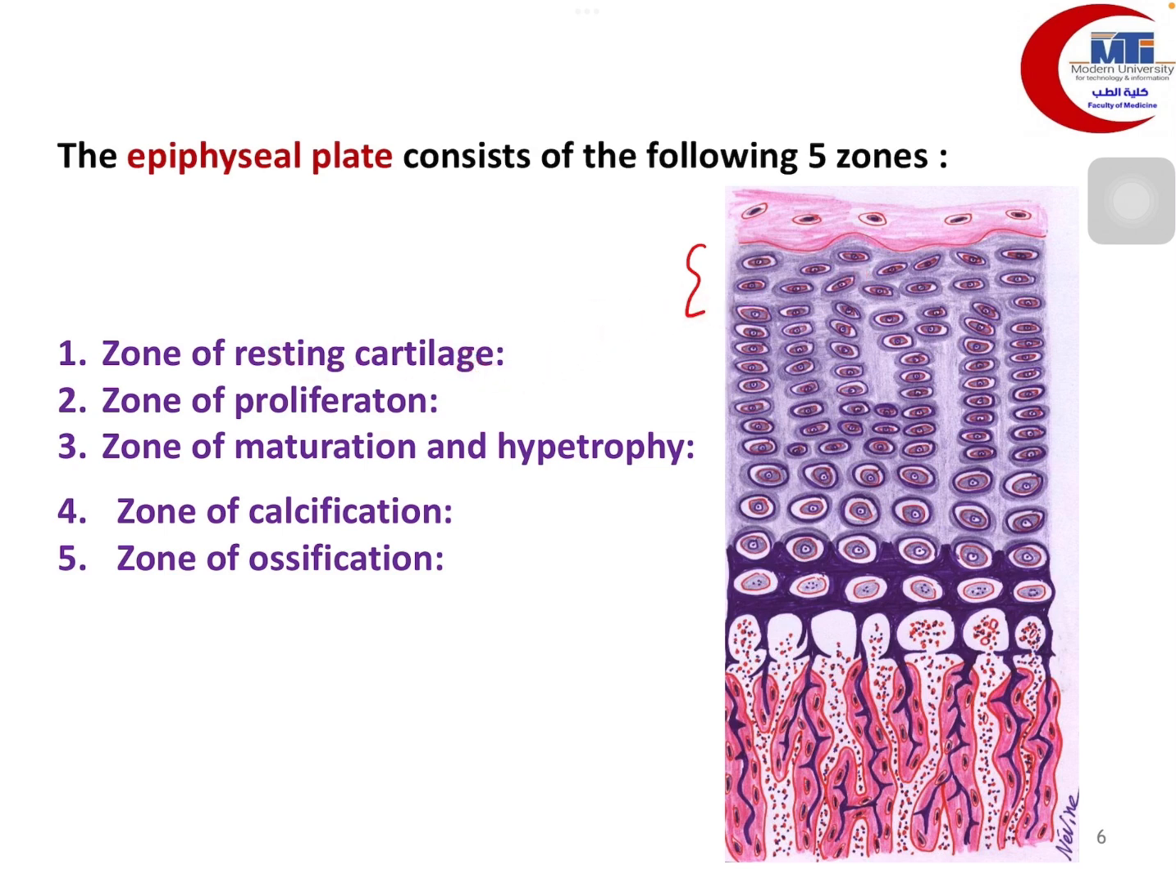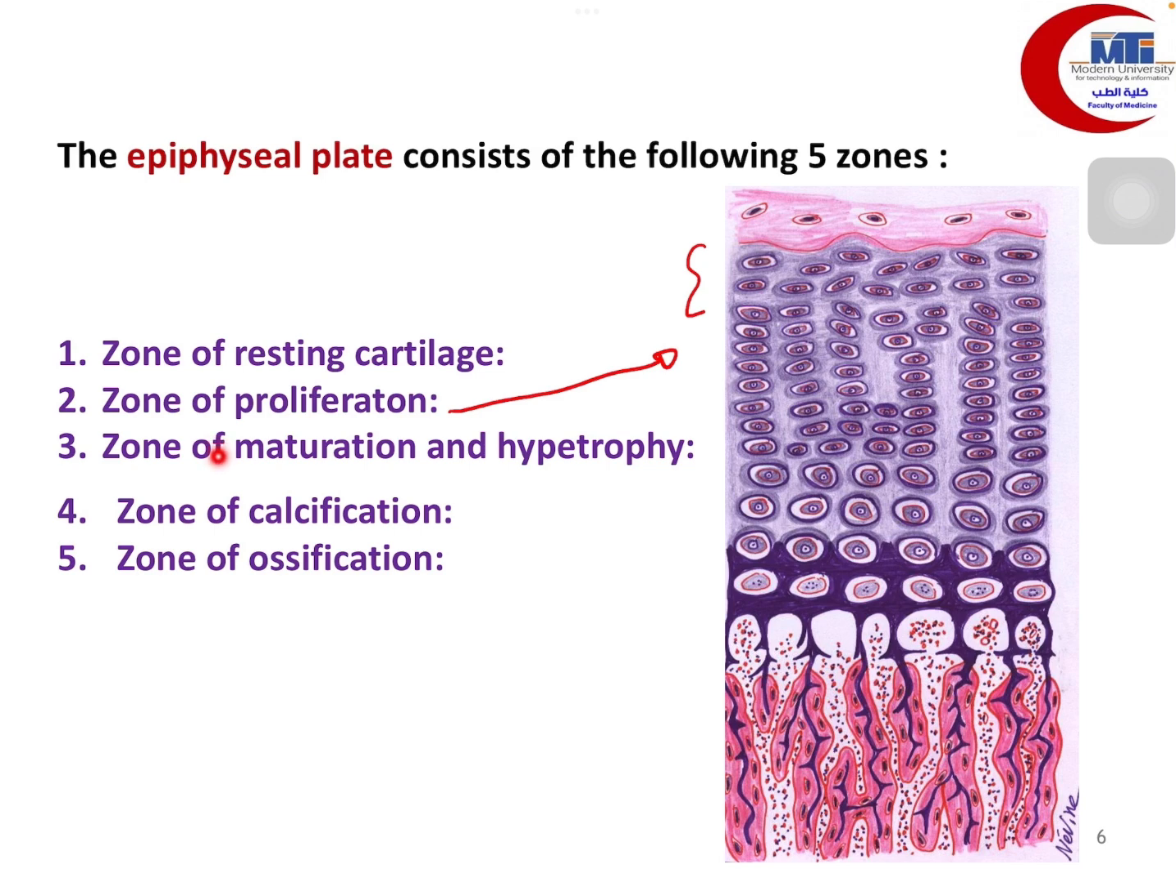Now the next zone is the zone of proliferation. In this zone, the chondrocytes start to divide and increase in number and are arranged in rows beneath each other, with a little hyaline matrix in between these cells. You can see here that the number of chondrocytes relative to the matrix around them has increased in ratio. That's why it's called the zone of proliferation.